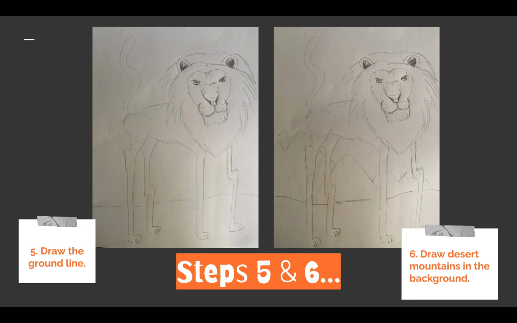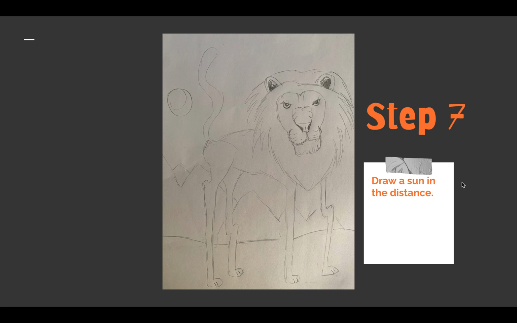Number 6, draw a desert background. This can mean mountains, you can have hills, anything you want to show that there's different layers to this. It's not just an animal. We're going to give this a little bit of depth, which we'll learn more about actually in our next project. Number 7, draw a sun in the distance. Again, please take the time to pause this video at any point so that you can sit there and sketch your project.